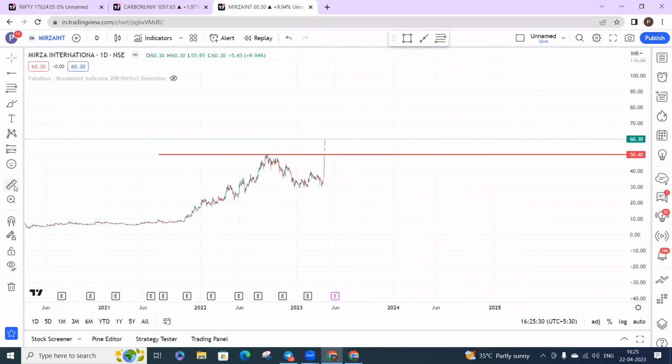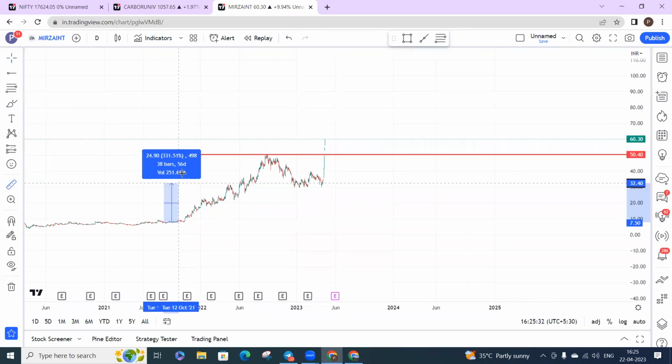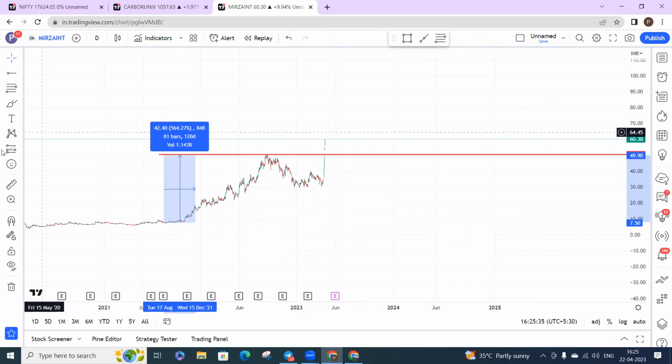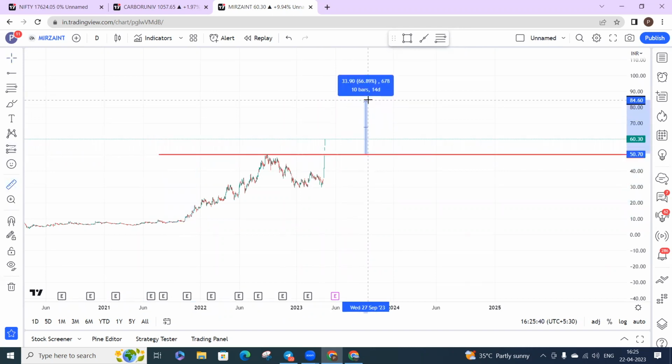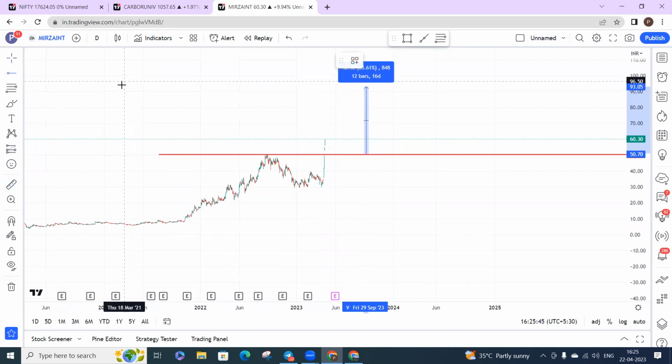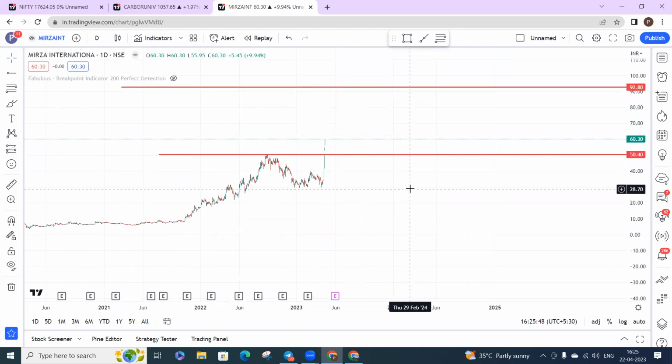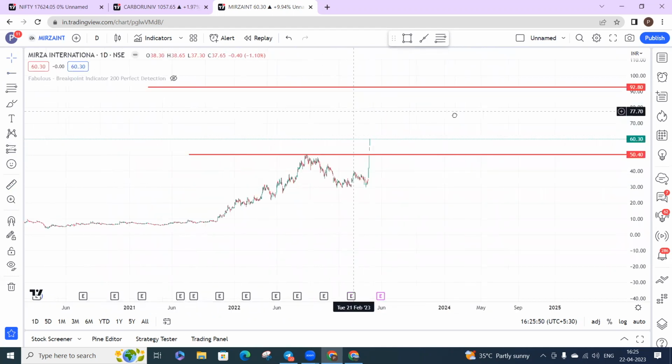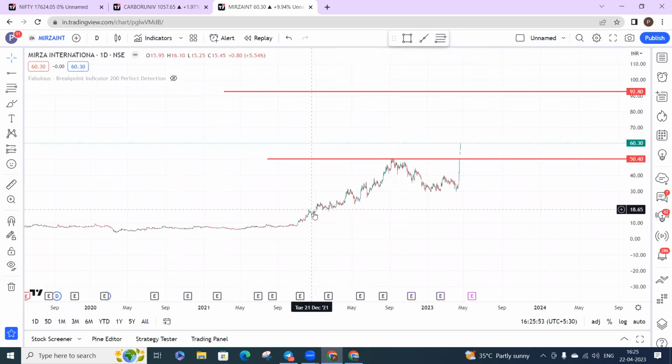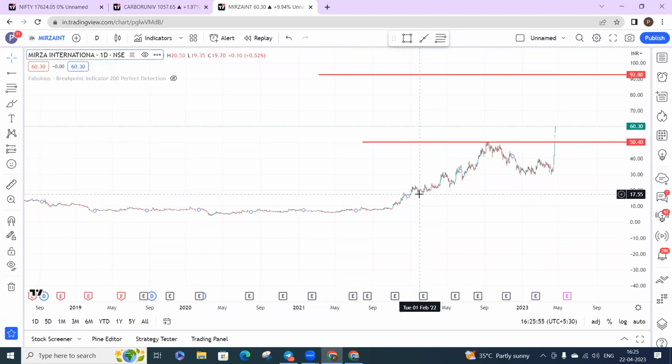How much target am I expecting? My target from year to year is somewhere around 42 points. So I can expect 42 points from here, which is somewhere here, so that is around 92 rupees I can expect. Mirza International. This is how you need to see how the multi-year breakout stocks are coming. You can start accumulating, add into your kitty, and make money with swing trading.